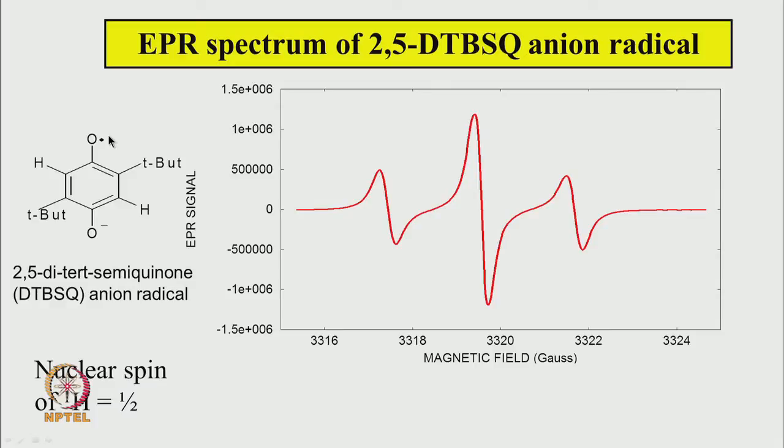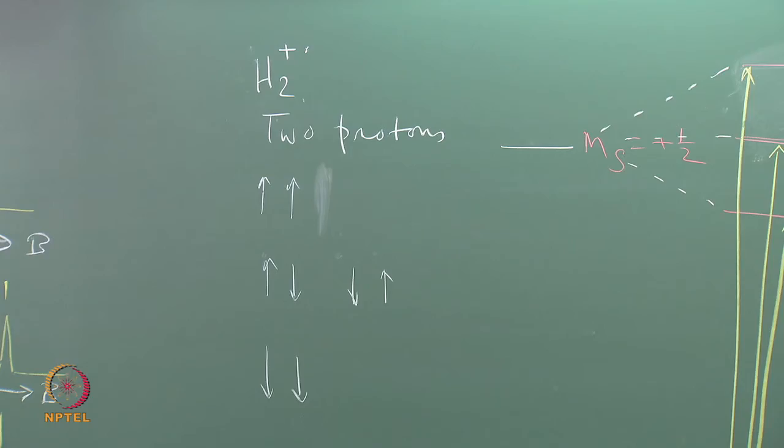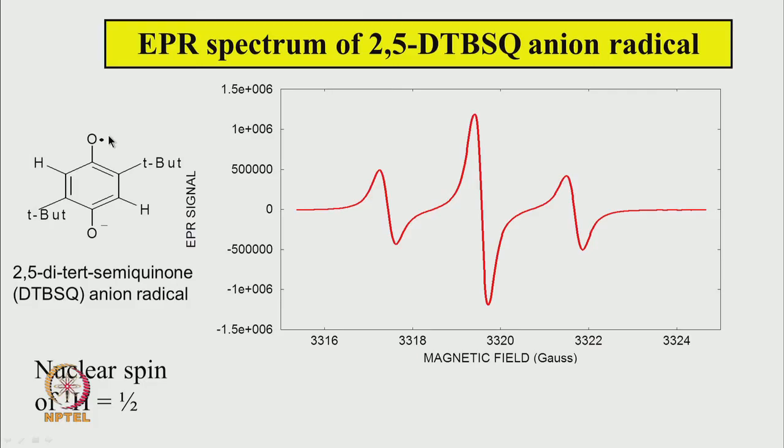Now, I could take the example that I showed last time, this 2,5 ditertiarybutyl semiquinone anion radical, which gives a spectrum with intensity 1:2:1. And the origin of this could now be easy to visualize. You see, one proton is here, another proton is here, and they are equivalent in all respects. I can have an argument of this kind. The way the nuclear spins of these two protons are aligned gives rise to this sort of spectrum with intensity 1:2:1.